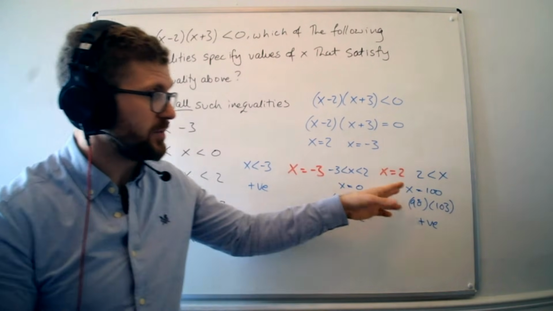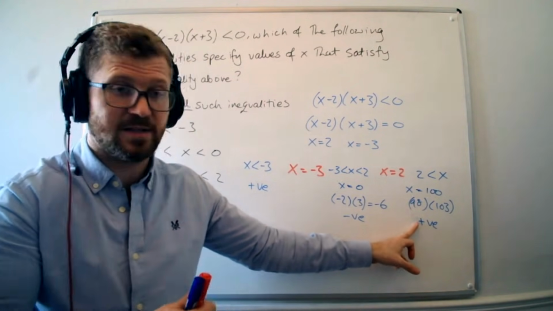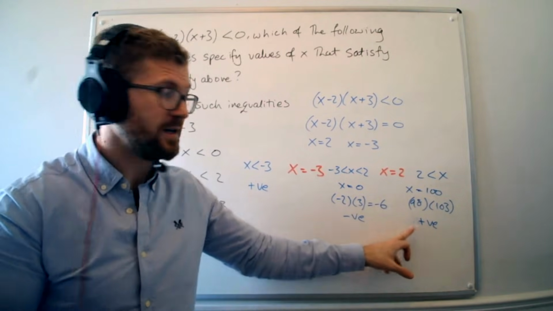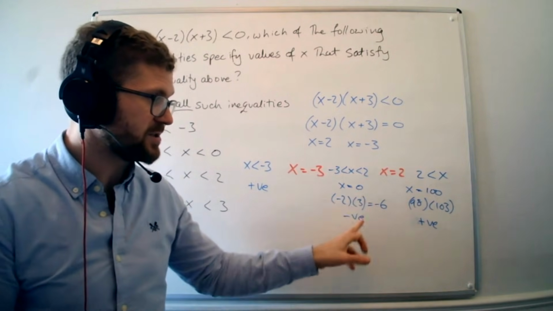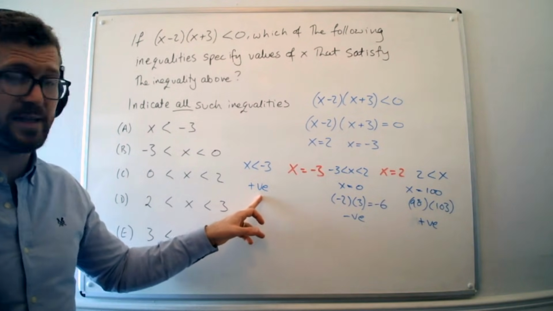What I'm looking for by choosing x as 100 is, well, is the inequality positive? And yes, it is. And I have to say, you could choose any number greater than 2 and you get a positive number there. You could choose any number between -3 and 2 and we get negative. And you could choose any number less than -3 and get a positive sign there.